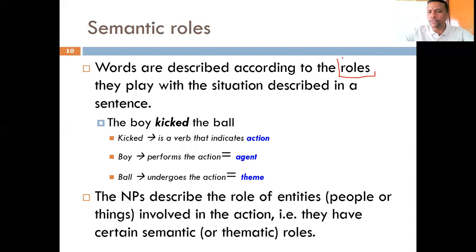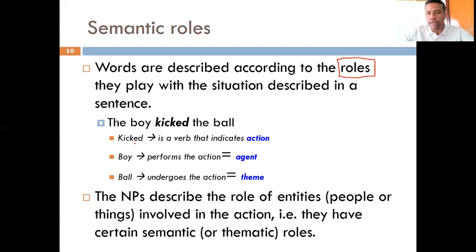If you remember, you can have a word called determiner, noun, verb, adjective, so each of them has a role to play in a sentence. They are not simply put there. So for instance, if you have a sentence like the boy kicked the ball, each of these words has a role to play.